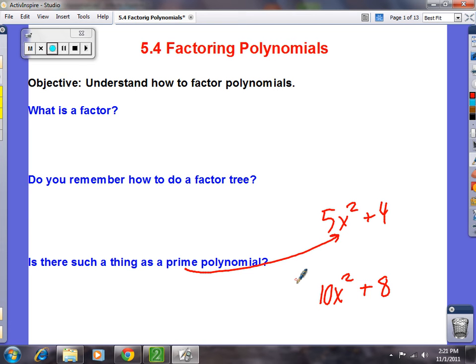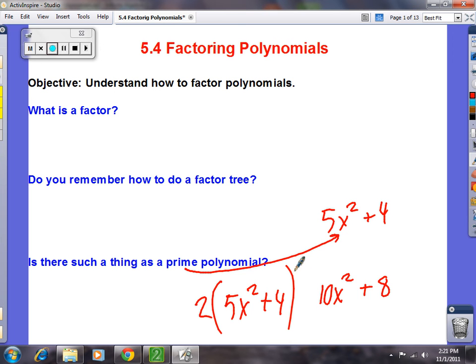What can you factor out of 10x squared plus 8? A 2. Wait, can you factor out x's? You factor out a 2. All I did was take this 5x squared plus 4 and multiply it by 2. I doubled it. So if I divide this by 2, it's going to be 2 times 5x squared plus 4. So what I did is I factored out a 2.